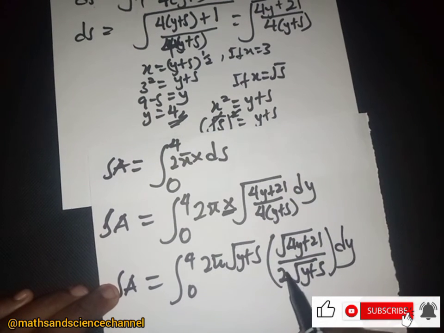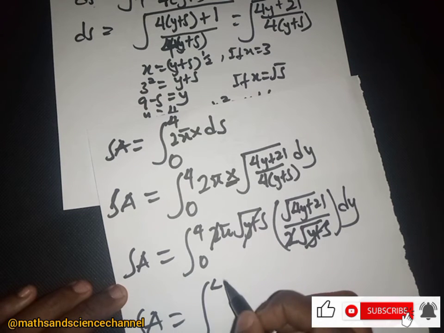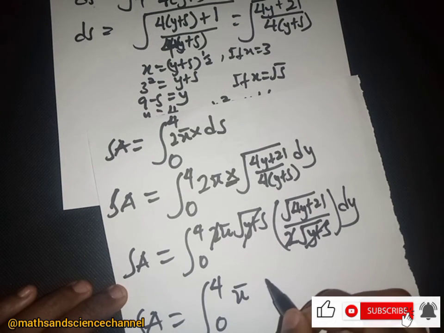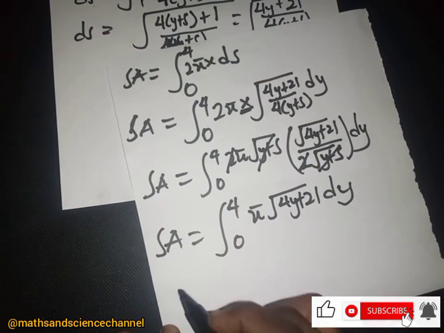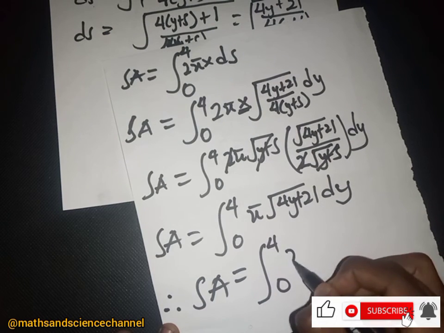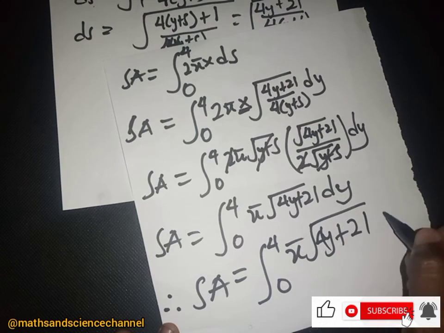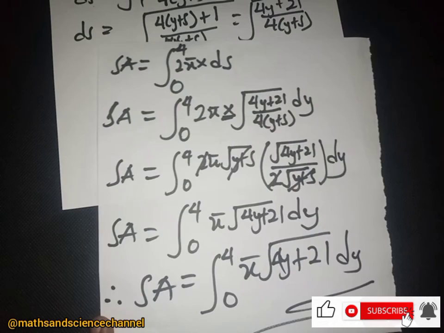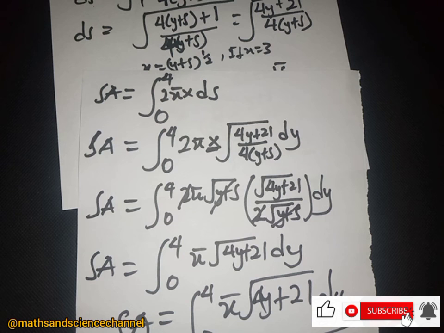But remember, so if this is the case, the 2 will cancel 2 and this also cancels that, and at the end of the day we have this as 4 here, 0 here, we have pi, and then also we are left with the square root of 4y plus 21 here, then we have dy here. So therefore we can conclude that the surface area here is given by the integral from 0 to 4 of pi times the square root of 4y plus 21 dy, and that will be it. Remember, the question says we should set up but we should not evaluate, so that will be for the surface area.